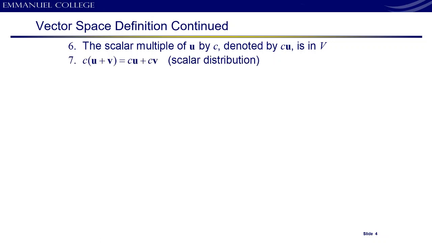You can distribute a scalar over parentheses, and you will still get the same result. So again, if it's easier to do u plus v and then multiply by c, or do c times your vector and then do c times your other vector and then add them together, it'll work out either way.